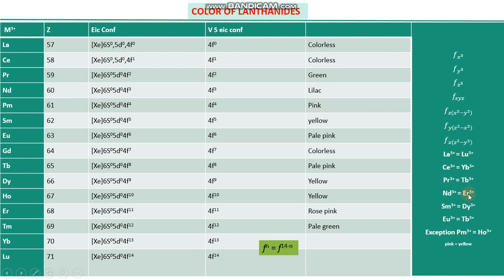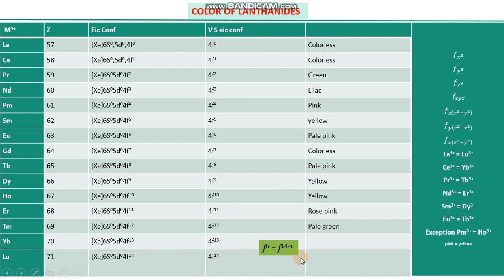Neodymium and erbium, in some books you will find that they have the same color. Samarium and dysprosium, europium and terbium. So most probably they will have similar colors. Exception: promethium and holmium, they have different colors. One is pink and the other one is yellow.